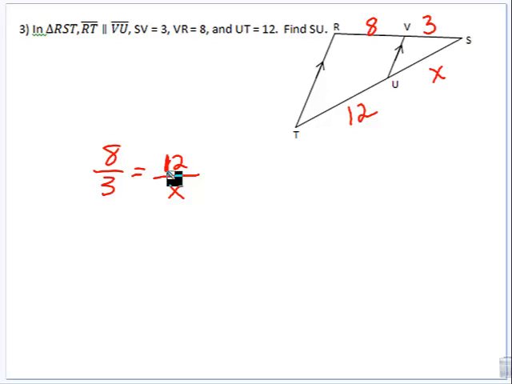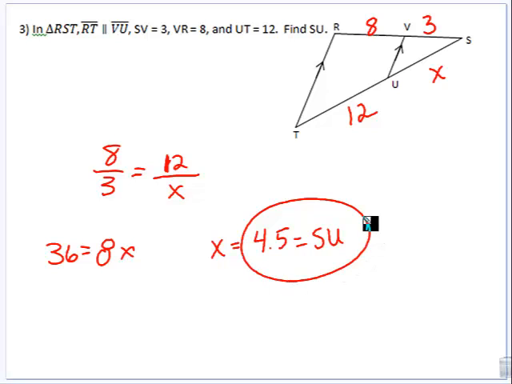So then what does this end up equal, or how do we solve this? 36. 36 is equal to what? Yeah, 8x. So then what's your x value here? It is a decimal. 4.5. So 4.5 is our SU. Is this making sense? Okay.